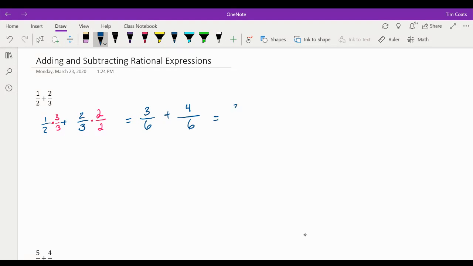So we can do 3 plus 4, and the denominator stays the same. So then it would be 7 over 6. And if we could simplify, we would, but in this case we don't have the opportunity, so it's just 7 over 6.